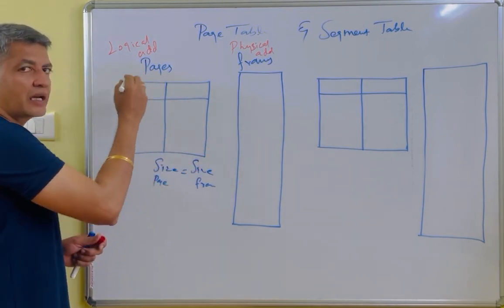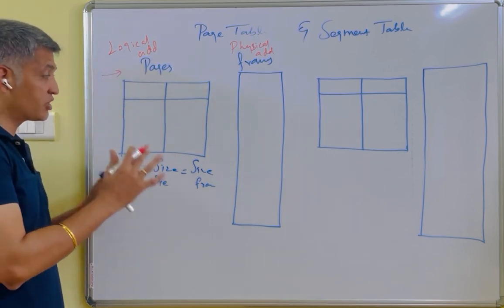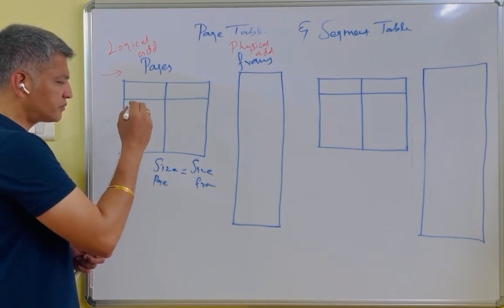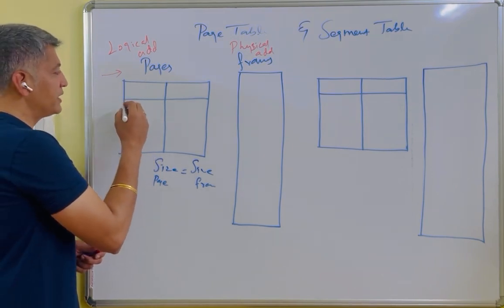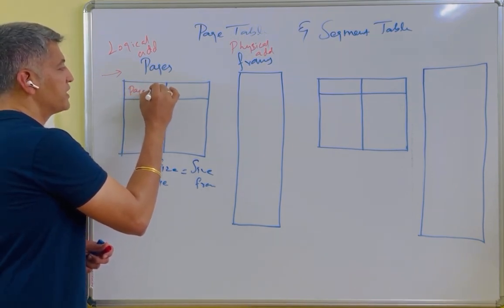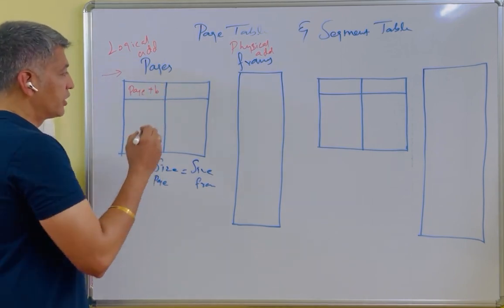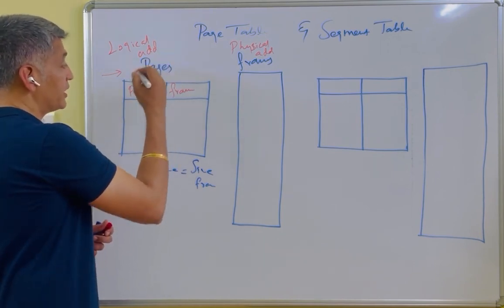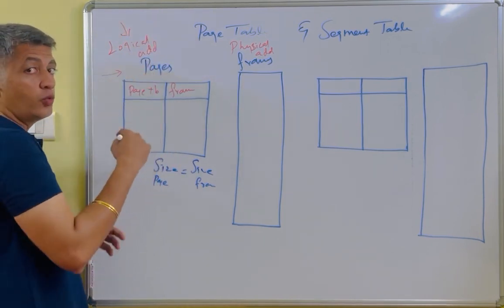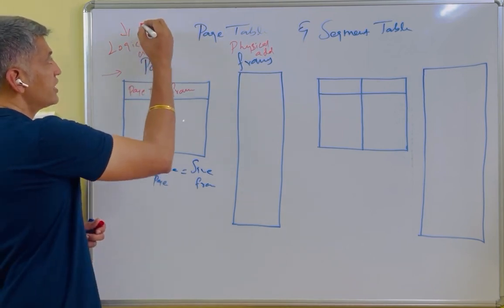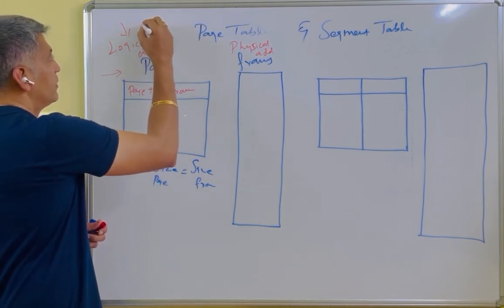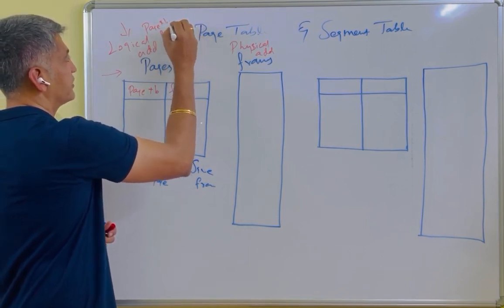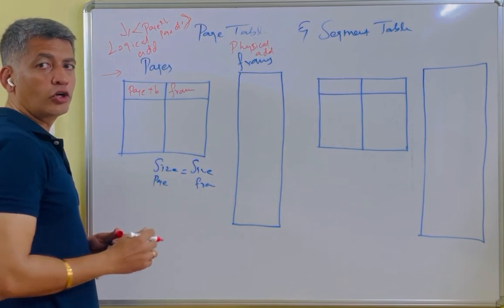Every process will be represented in the form of a page table. A page table is required for every process. The page table will have a number of entries. One will be the page number, and another one is the frame number. How will the logical address be generated? The logical address will be the combination of page number and page offset.